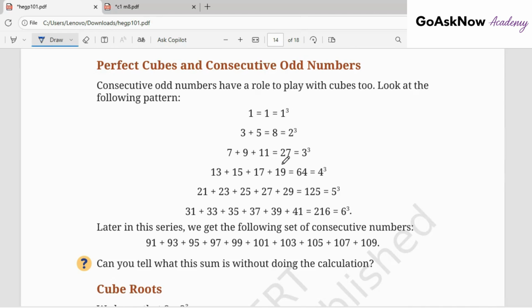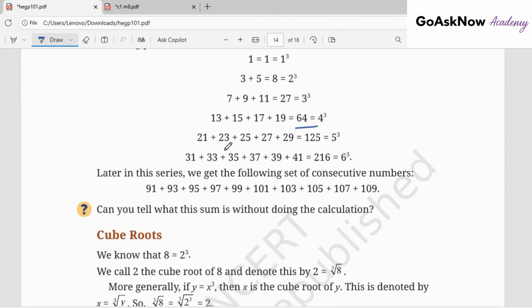7 plus 9 plus 11 is equal to 27, which is 3 cube. 13 plus 15 plus 17 plus 19 is equal to 64, which is 4 cube. 21 plus 23 plus 25 plus 27 plus 29 is 125, which is 5 cube. 31 plus 33 plus 35 plus 37 plus 39 plus 41 is equal to 216, which is 6 cube.